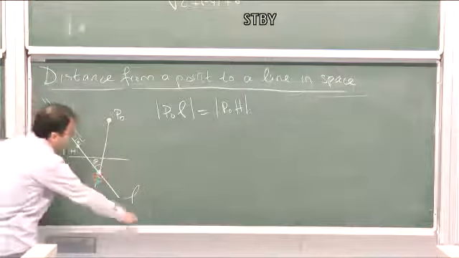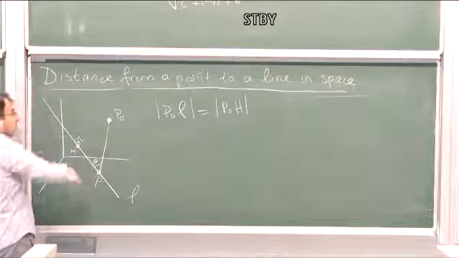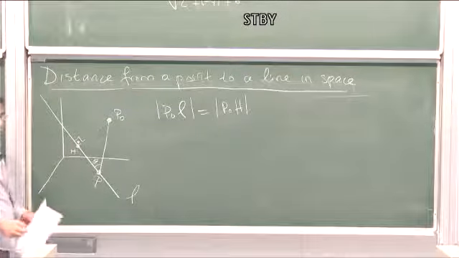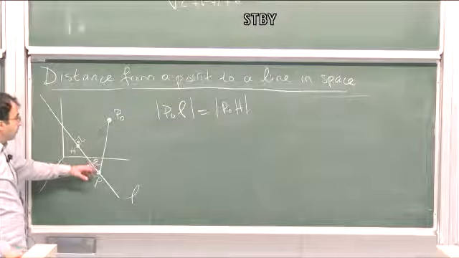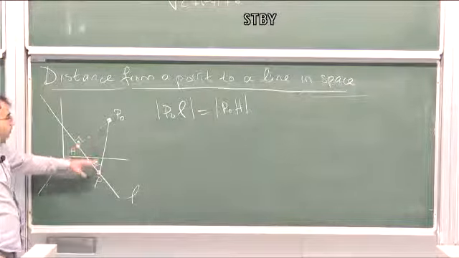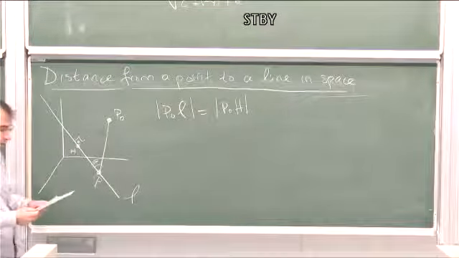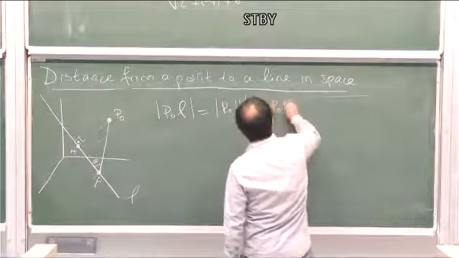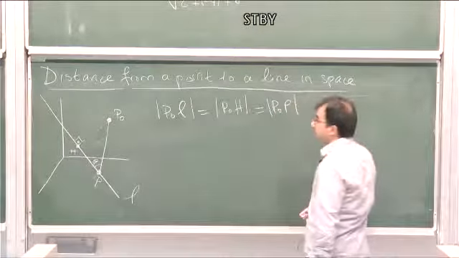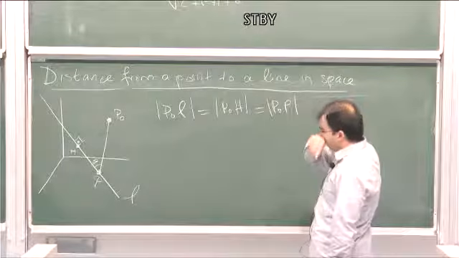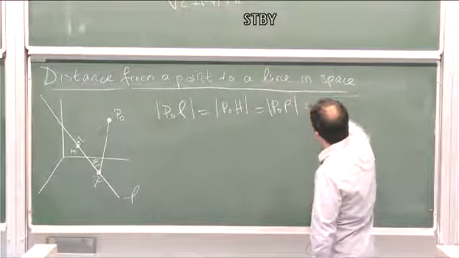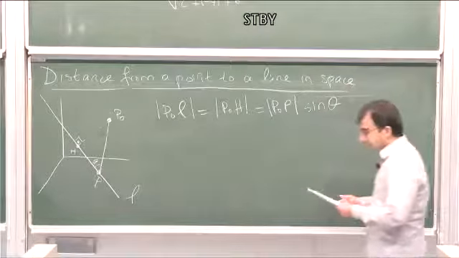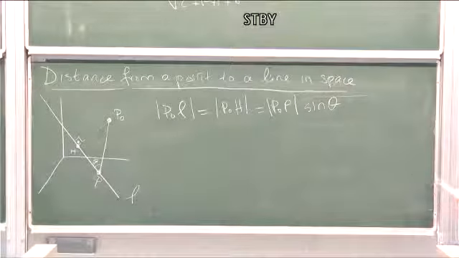So, P could be here or P could be on this side. But in any case, you will see that this angle theta will be between 0 and pi over 2, so it will always be an acute angle. Now, the distance between P0 and H will be equal to P0P times sine theta. All right.